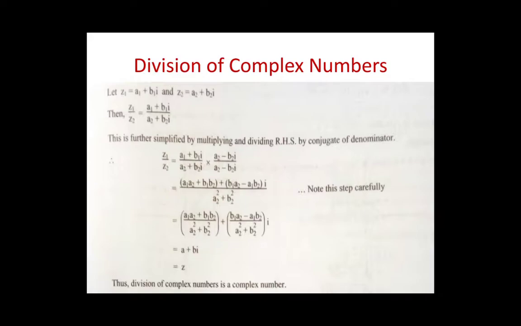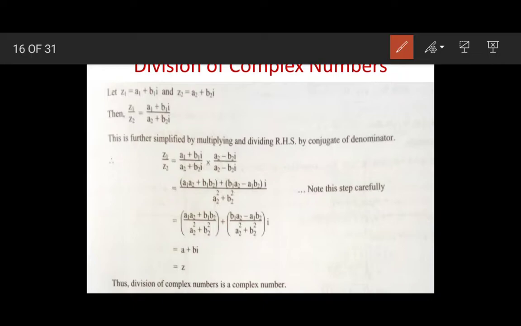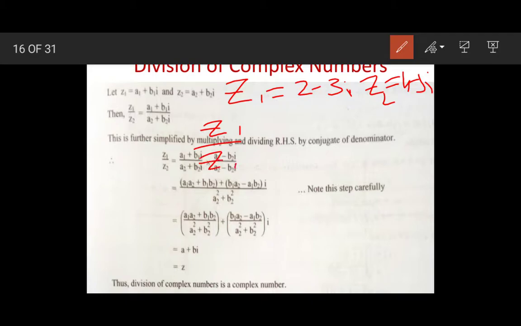So suppose there are two complex numbers z1 and z2, where z1 is 2 minus 3i and z2 is given as 4 minus 2i. Now I am interested in finding z1 upon z2. So that means 2 minus 3i upon 4 minus 2i.